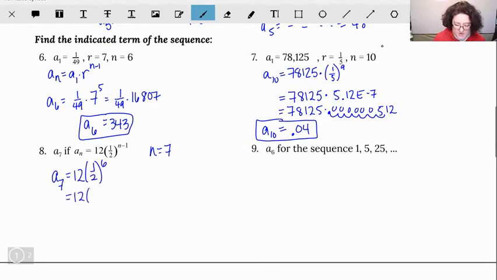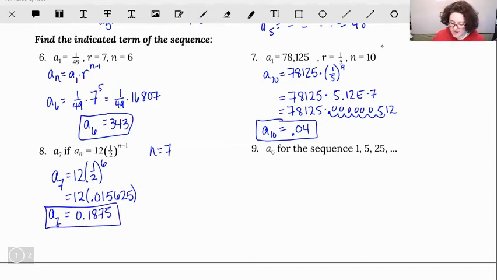So 1/2 raised to the 6th power is 0.015625. Not as long of a decimal, not so many zeros, so that's why you're not getting that e to the whatever negative value. It doesn't have to resort to scientific notation on you. And then multiplying that out, we should get 0.1875.